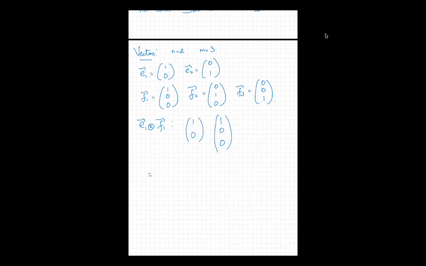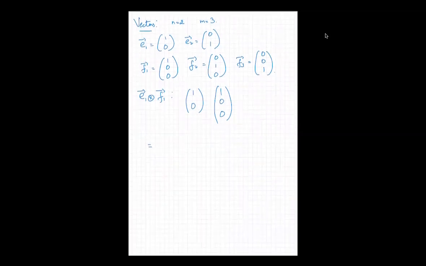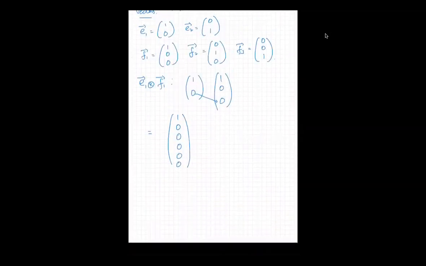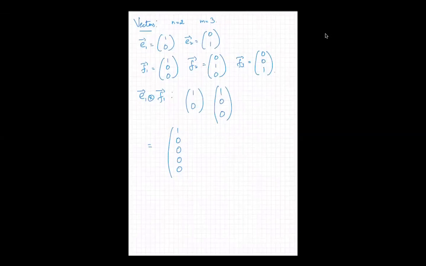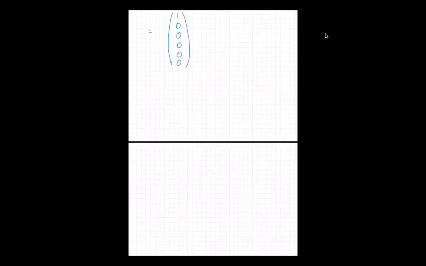Let me actually do it completely out. What is the first element? It is 1 times 1. Second element is 1 times 0. And the third element is 1 times 0. The fourth element is now 0 times 1. Then 0 times 0. Then 0 times 0. This will be the first vector E1 cross F1. And as you can see, this is a 6-dimensional vector. It has 6 different components.